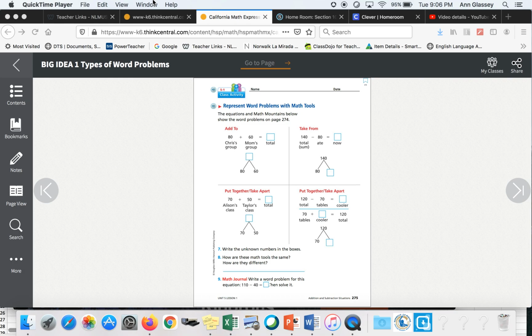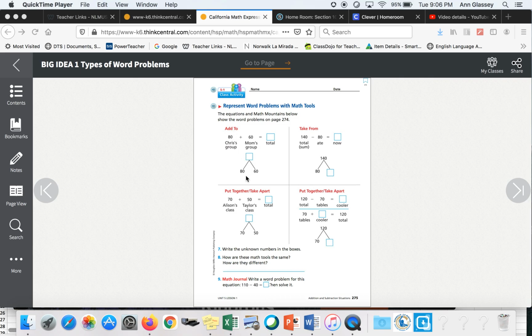For May 26th, 2021. Please turn in your math book to page 275. These are called math tools, and they're ways that you can use math mountains to solve addition and subtraction problems. This is an add to math mountain.